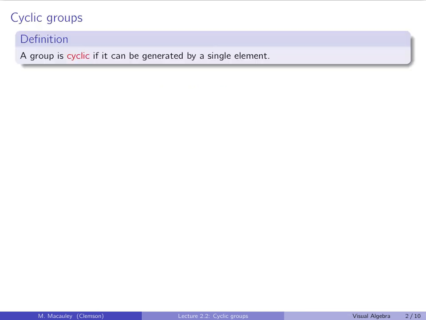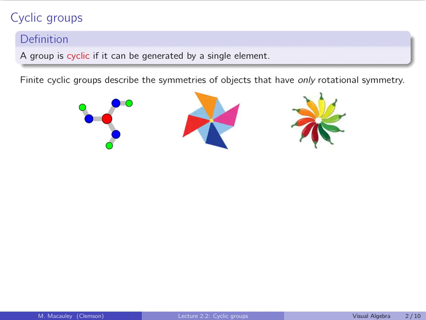First, a formal definition. A group is cyclic if it can be generated by a single element. A good way to think about these is that finite cyclic groups describe the symmetries of objects that have only rotational symmetries, like the ones shown here. We'll talk about infinite cyclic groups later on.